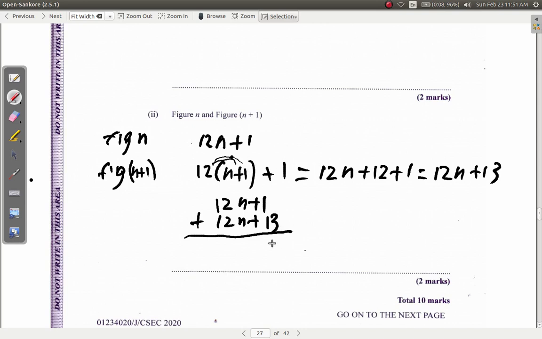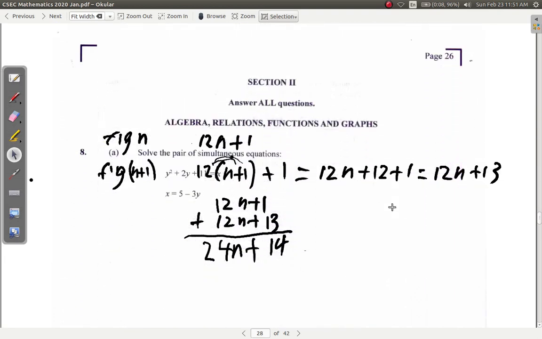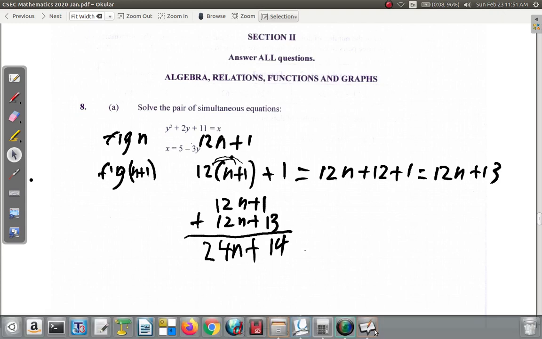So 13 and 1, 14, plus 12n plus 12n will give you 24n. So it's 24n plus 14. Alright? 24n plus 14. This seems to be the end of question 7, because it says total 10 marks. What's up next is section 2, question 8. So we'll deal with that in a different video.